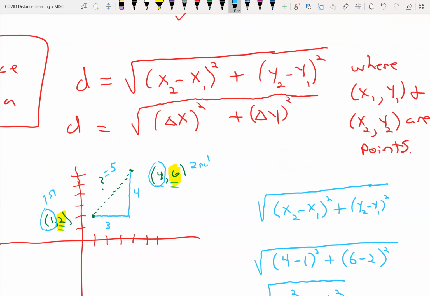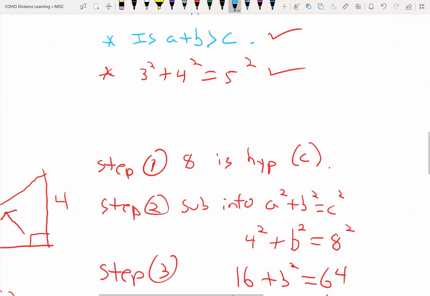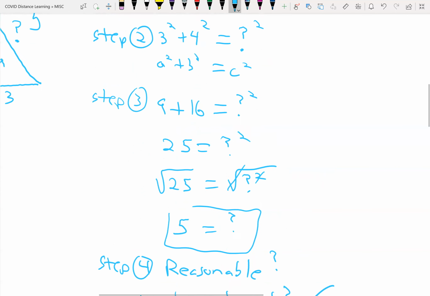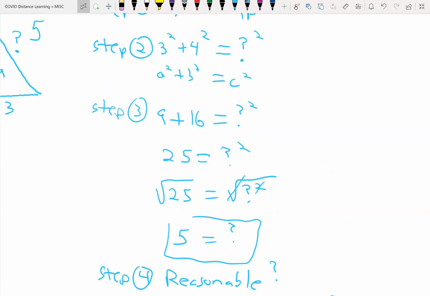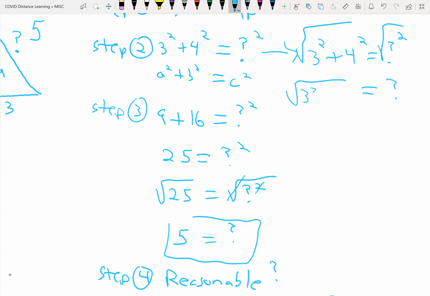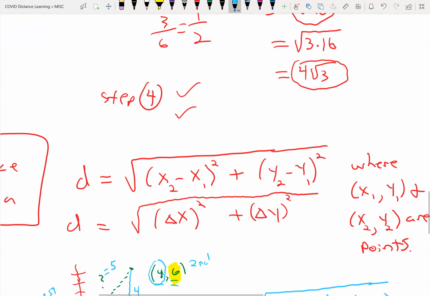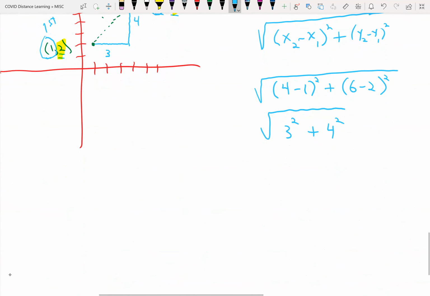That is exactly what we did over here. Look, if I just left it right here, 3 squared plus 4 squared, I'm going to take the square root of both sides. I'm going to take the square root of this. I'm going to take the square root of this. The square root of question mark squared is question mark. And I'm just going to leave this as the square root of 3 squared plus 4 squared. It is exactly the same as my distance formula. It's that exact same thing.